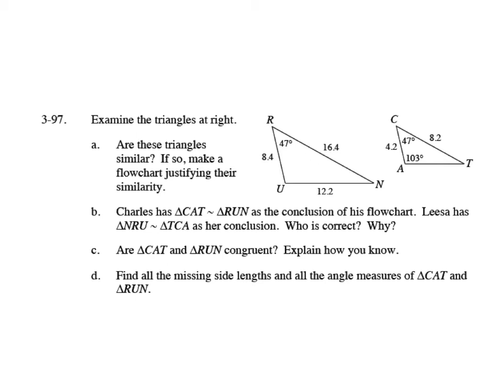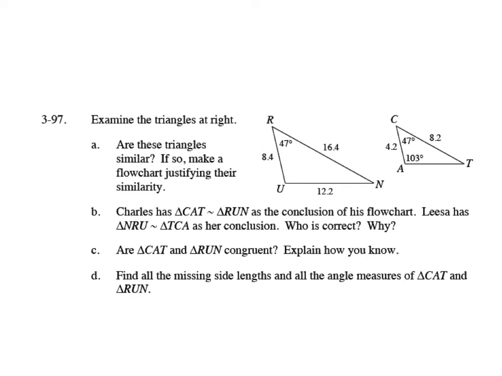The last problem that we're going to do together today is looking at problem number 97, and I would encourage you to write this independently on your own, if you have not done so already. It says, are these triangles similar? If so, make a flowchart justifying their similarity. So I'm going to pause the video and let you try and do that, as this is an important skill that we've been developing over the last few days together, justifying similarity.